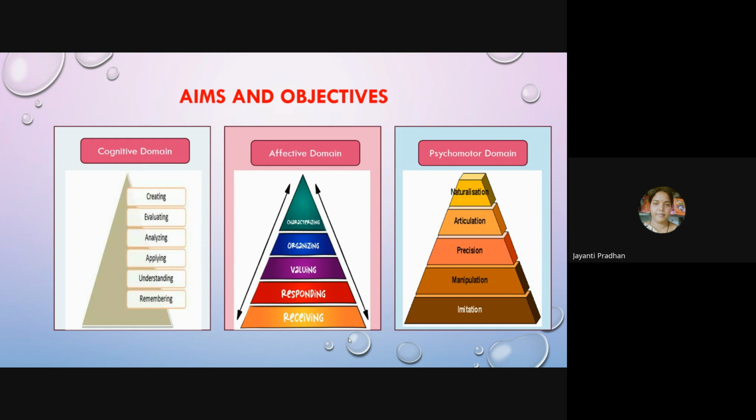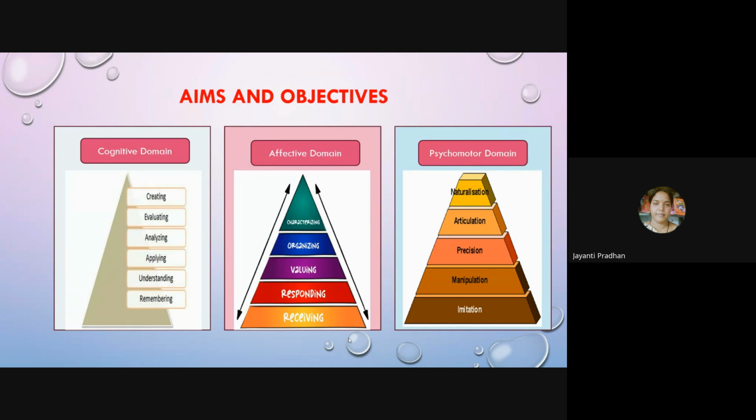Then characterizing means you are inculcating many value systems that you like in yourself. Suppose somebody has a liking towards some particular thing, that means they have acquired the value system related to that particular thing. They have the liking, their attitude towards that particular thing. So they have developed a value system regarding that particular area.